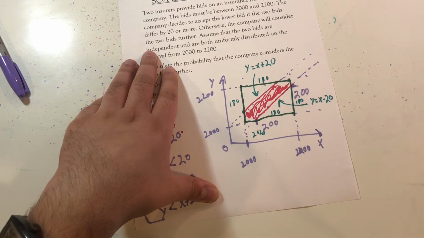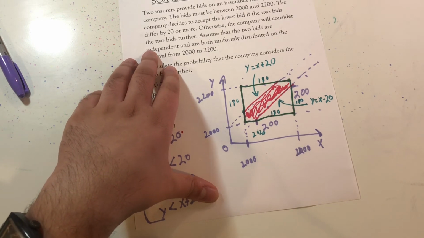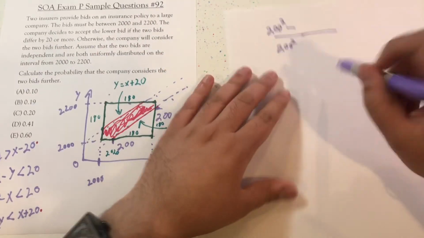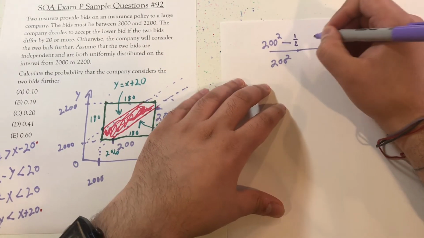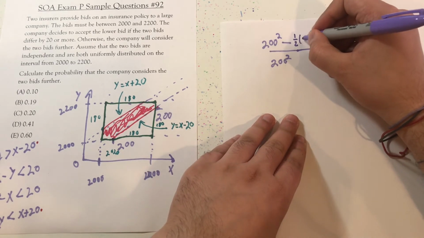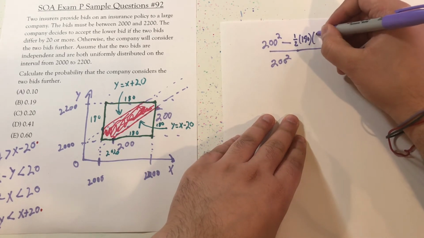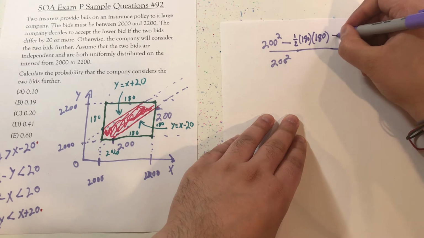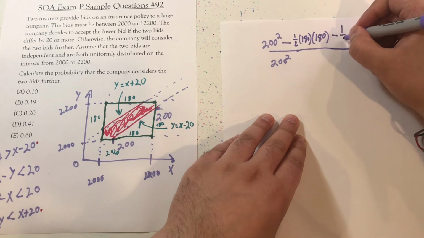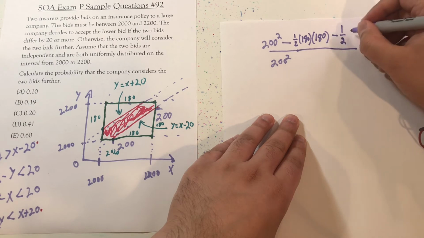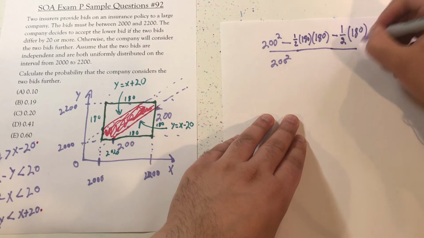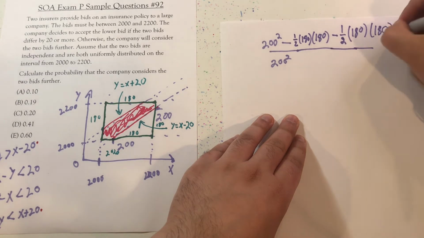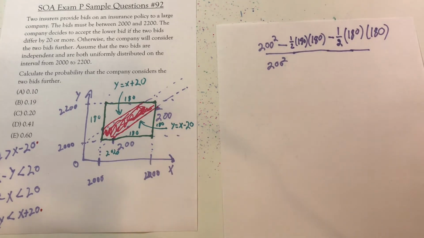So now that we know that, what's the area formula for a triangle? One half base times height. So we subtract one half, the length of the base, which is 180, times the height, which is also 180. And once again, subtract one half times the base, which is 180, times 180. And from there, I just put that into my calculator to see what the probability of landing in that shaded region is.